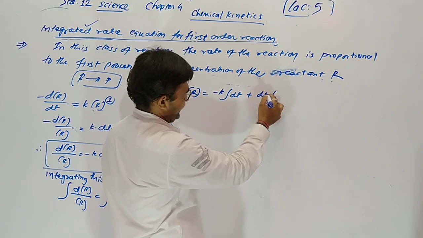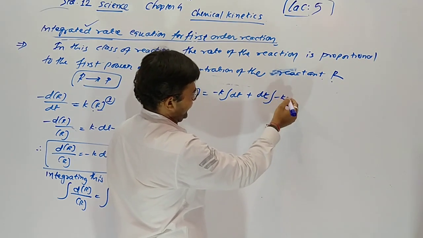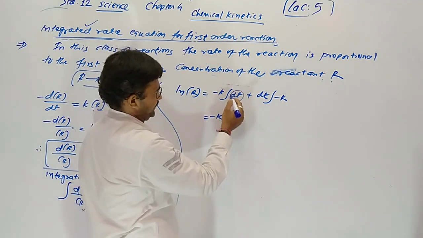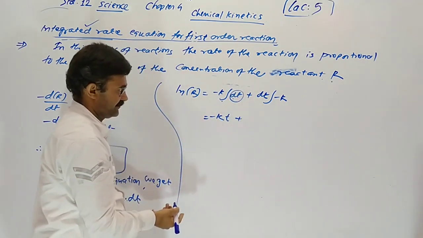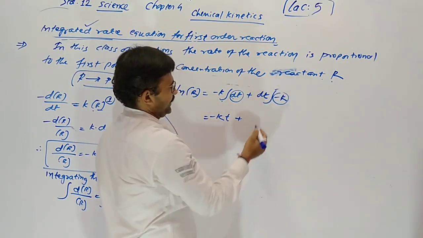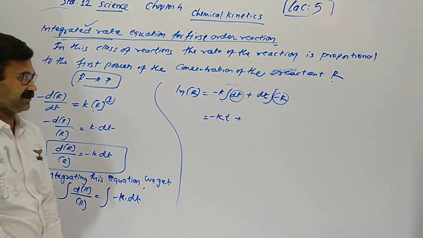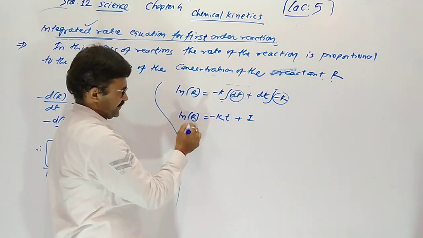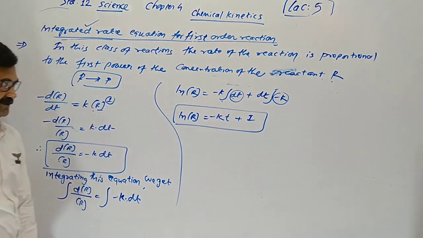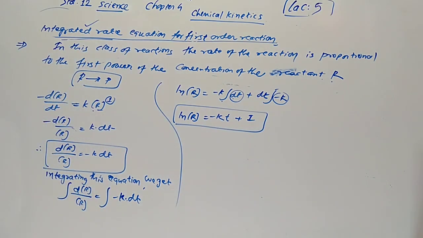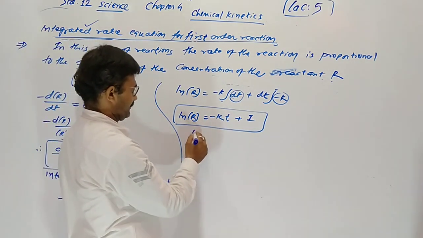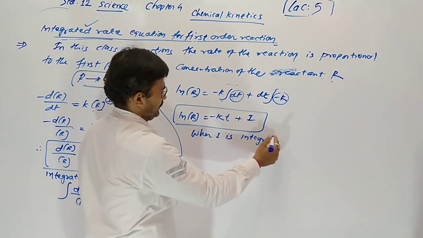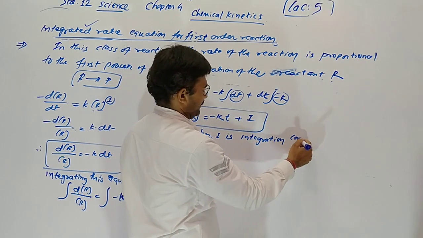In the second case, dt as a constant and integration of k. Here k is constant. So integration of dt gives t. But integration of a constant value is not allowed. So there should be an integration constant. So ln r is equal to minus kt plus I, where I is an integration constant.